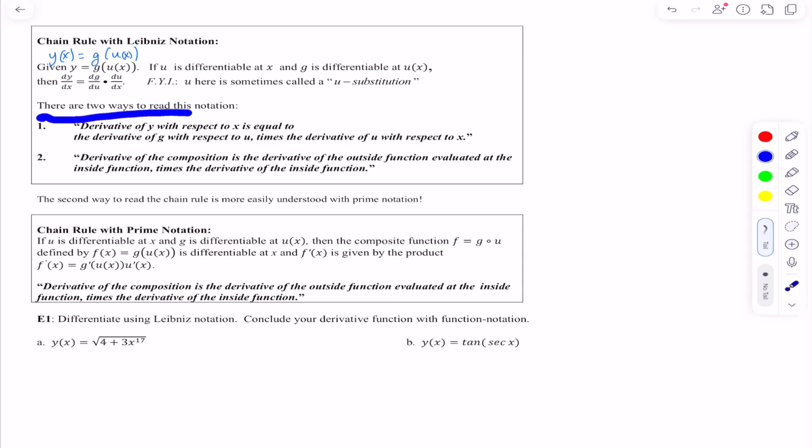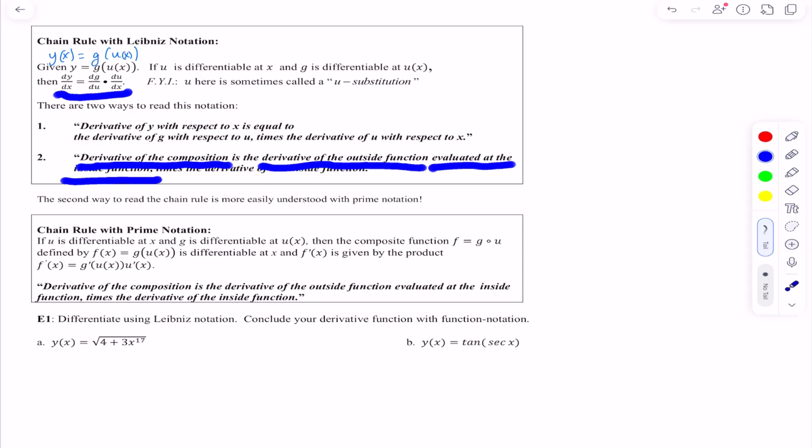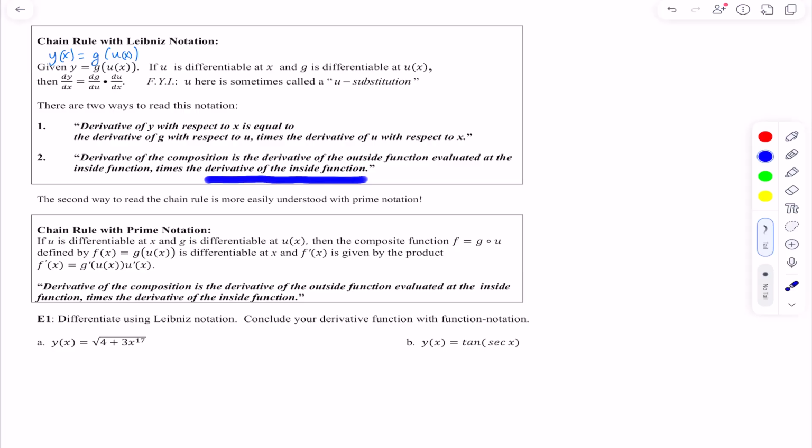There are two ways to read this notation of the chain rule. One of them is the derivative of y with respect to x is equal to the derivative of g with respect to u times the derivative of u with respect to x. Another way of reading the exact same notation is actually the derivative of the composition is the derivative of the outside function evaluated at the inside function times the derivative of the inside function.